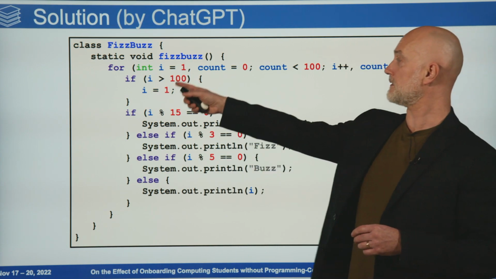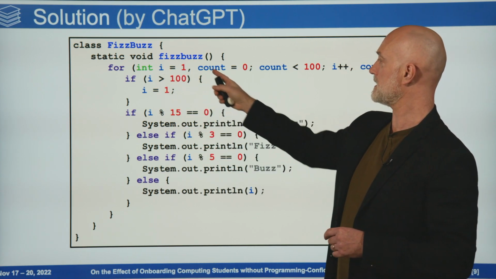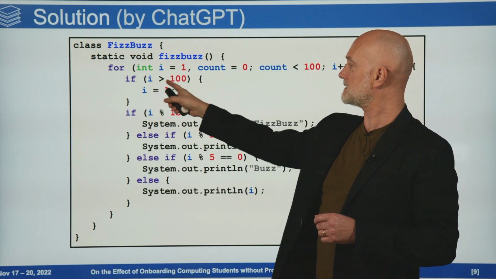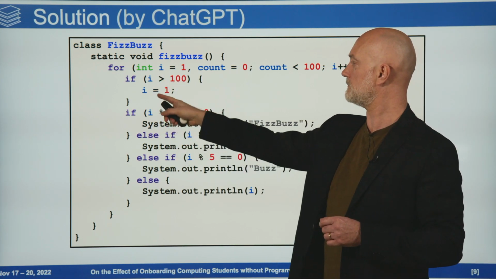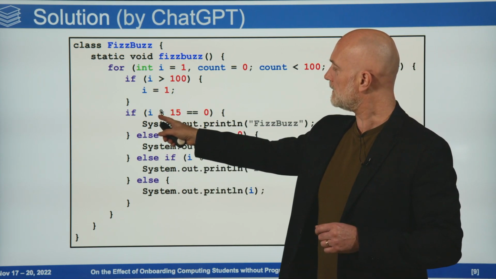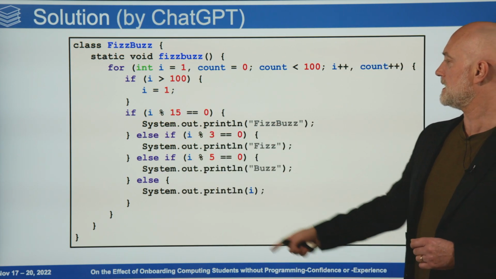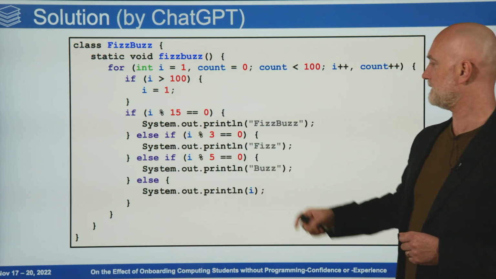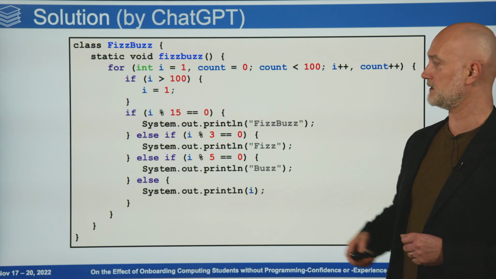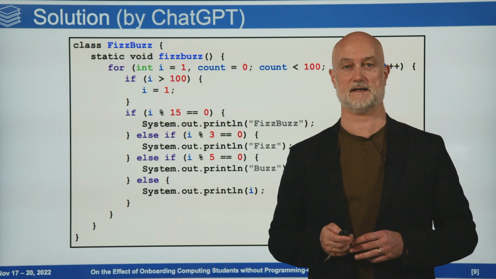So we see an iteration here that maintains the number in question, and also a count in order to be able to restart the counting. If the number hits 100, we restart counting. And if i is divisible here by 15, we output FizzBuzz. If the number is divisible by 3, Fizz, and if the number is divisible by 5, we output Buzz, and otherwise we output the number. So this is to give you an idea of the complexity of the task.